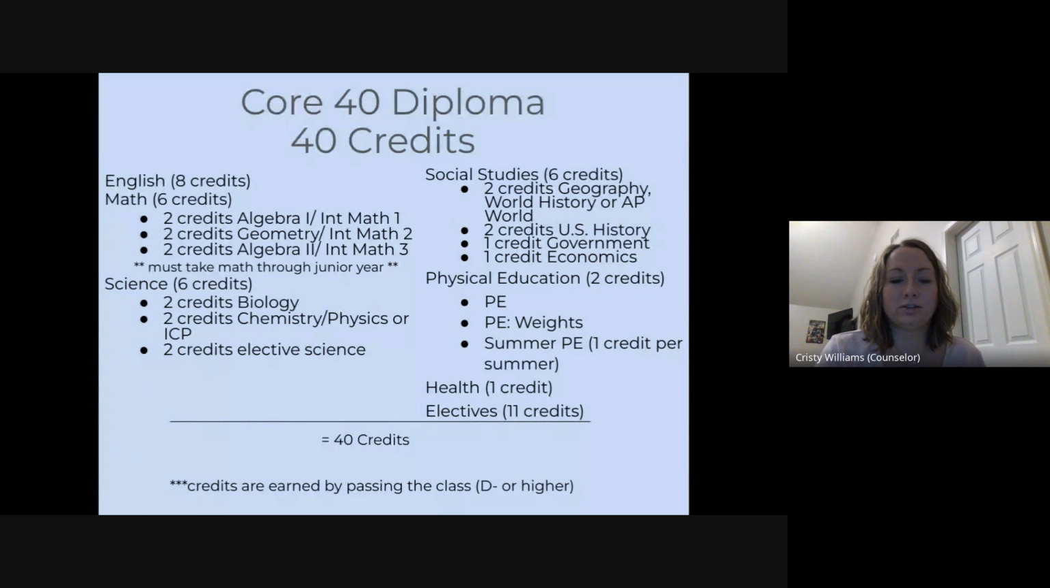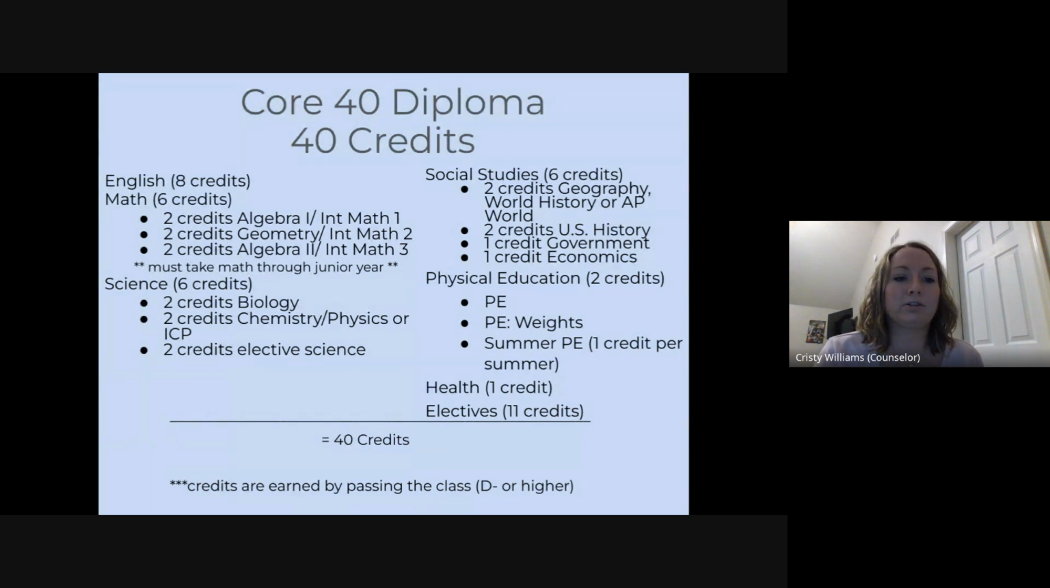Really, most students go the Algebra 1, Geometry, and Algebra 2 route. However, if your student struggles a lot in math, then we can have that discussion on switching to what's called Integrated Math 1, 2, and 3. For science, there's also 6 credits required, so that means 3 years of science throughout high school.